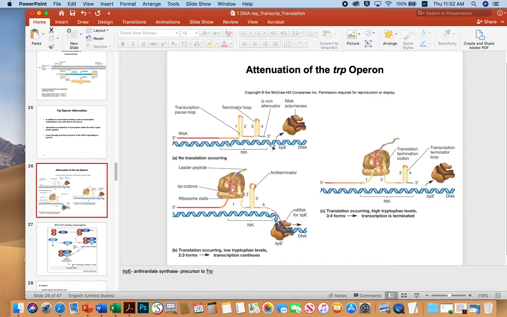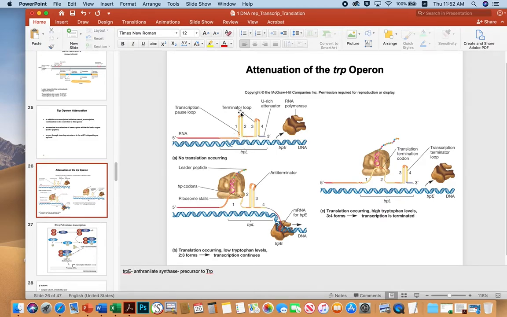And then TRPE, as you see here, is a major gene encoding an enzyme called anthranilate synthase, as you see down here, which is a precursor to tryptophan. And so the other thing to notice here is that here's the RNA polymerase. And as the RNA polymerase is reading this untranslated region here and basically transcribing it, you have two different loops.